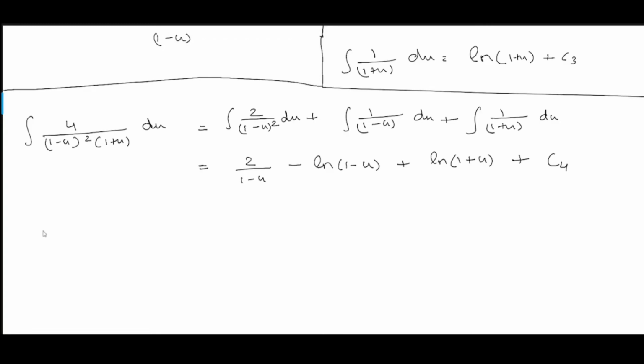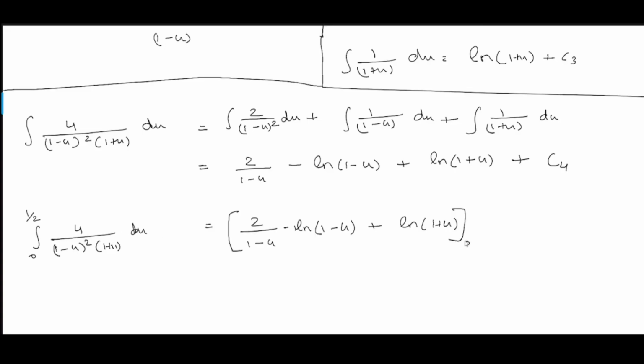But this is a definite integration, right? It was actually the integral of 4 by 1 minus u whole square multiplied by 1 plus u du, going from 0 to 1 by 2, right? Or you can include the constant if you want, but it will get cancelled either way. You can also do one more thing. Instead of converting this, you can substitute sin x and go from 0 to pi by 6.